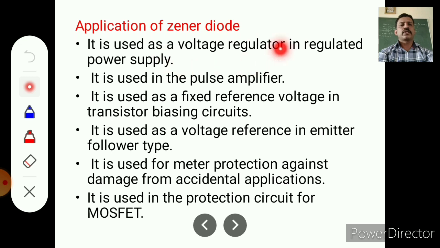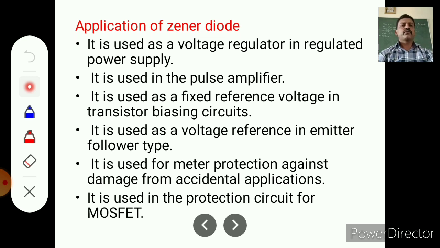Voltage regulator: it can regulate the voltage. So for any electronic instrument, a constant voltage supply will be provided and a large amount of voltage will not be given to the electronic instrument, and therefore it will protect it from damage.